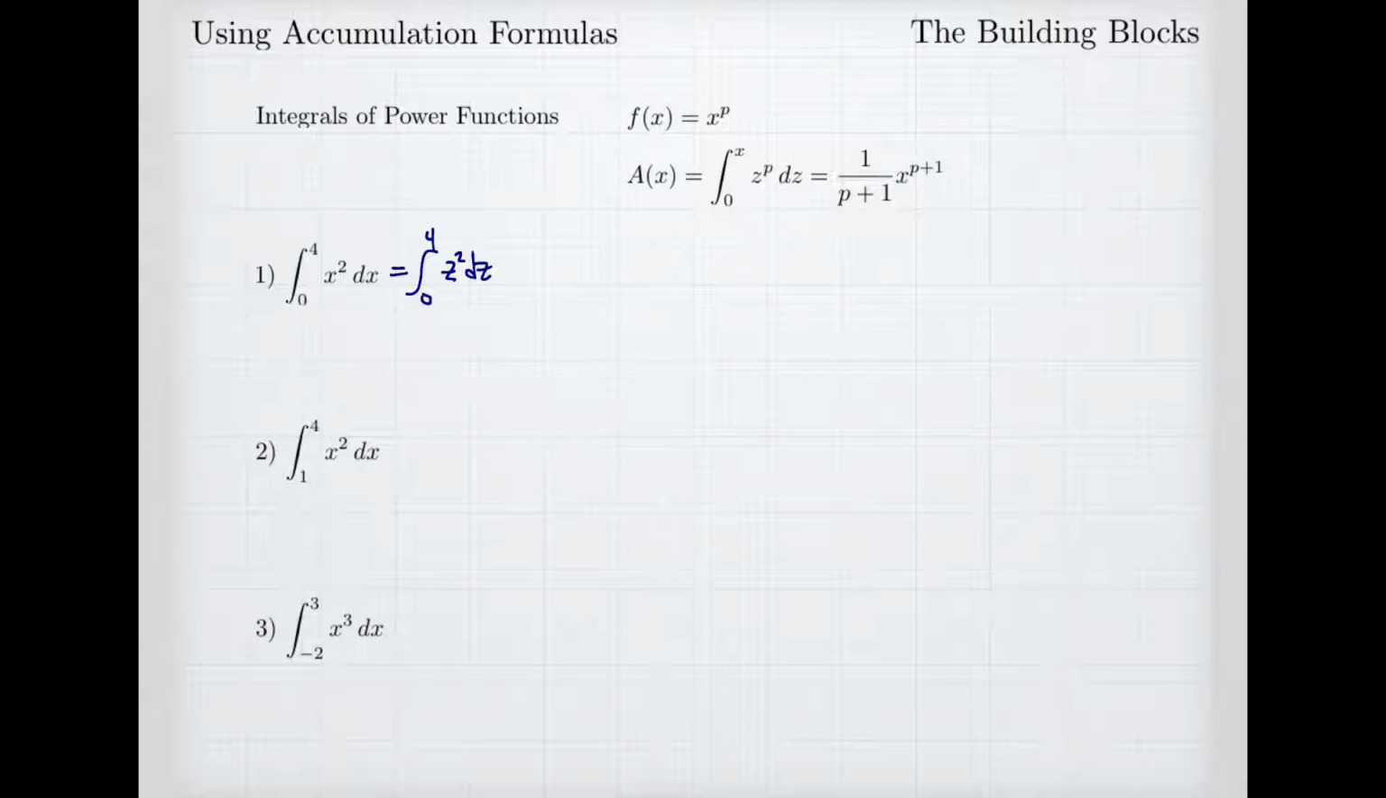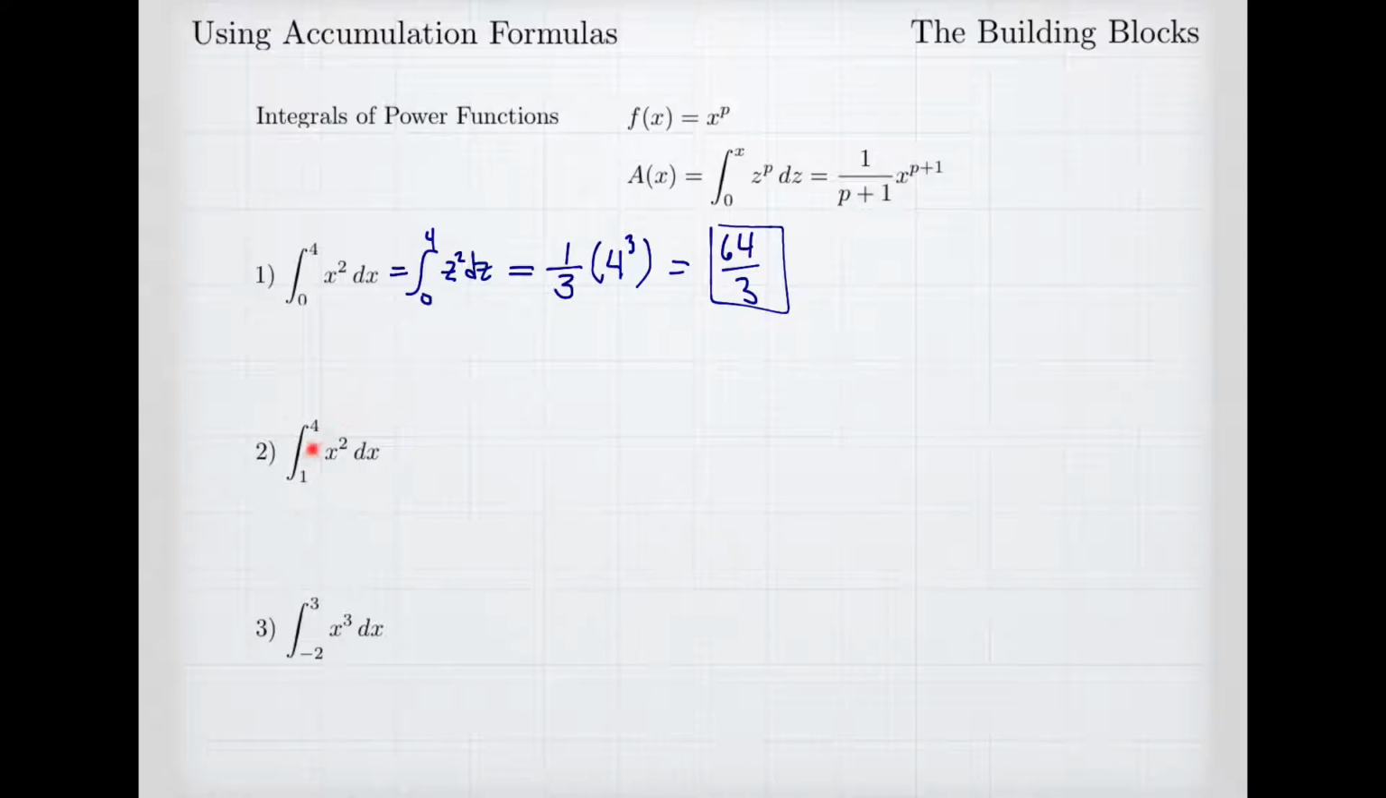Our rule for this integral that we found earlier is I look at the power, so here the power is 2, and so I'm going to have a value, 2 plus 1 is 3, so it's 1/3, and we'll use the endpoint cubed, so times 4 cubed, which gives me a value of 64 thirds.